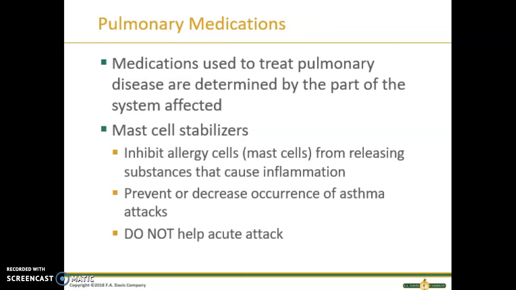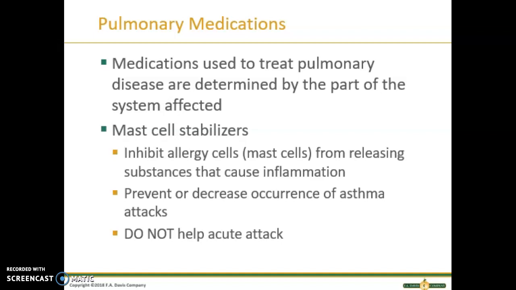So let's look at pulmonary medications. Pulmonary medications are determined by which part of the pulmonary system is affected, and some medications can liquefy secretions, and others actually dry them up. Some act locally, whereas others act systemically on the system.